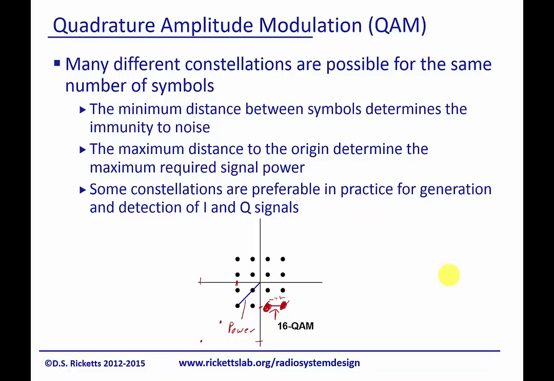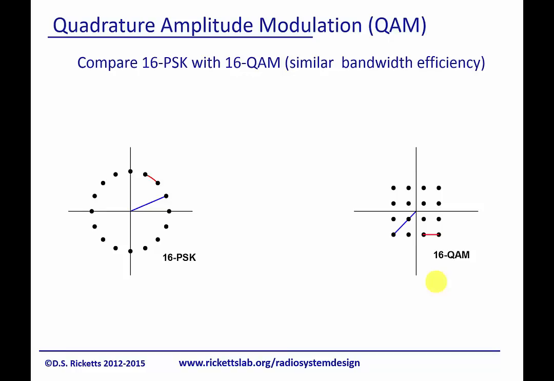And there are some other constraints that we may need to look at for the generation of I and Qs that may make some constellations preferred over the others. A good way to summarize this and understand it is to look at the contrast between 16 PSK, or phase shift keying, and 16 QAM.